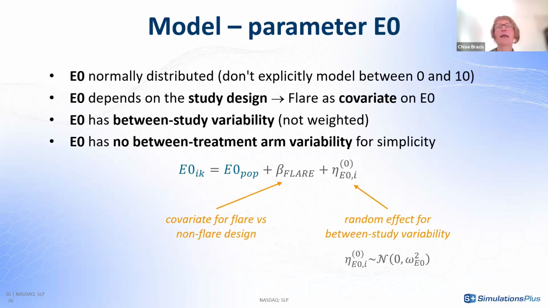So first for E0, we're again just going to treat it as normally distributed. We do think that E0 is going to depend on the study design. If you remember, we saw a higher E0 for the flare design compared to the non-flare design, so we'll include that as a covariate. And we're also going to include between study variability, and that's the variability that's not weighted on E0. And just for simplicity, in this first case, we won't include between treatment arm variability. So our model for E0 is we have an overall population parameter estimate, a covariate for whether the design is flare or non-flare, and then a random effect for the between study variability.